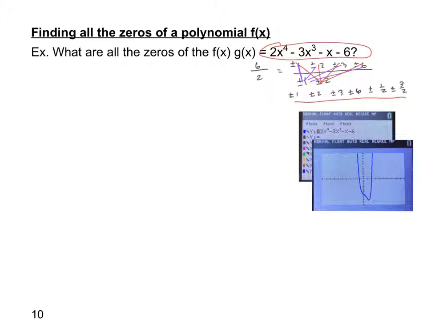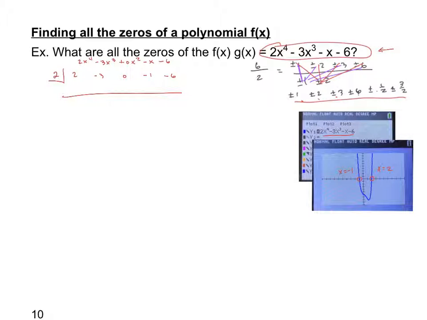I've plugged this function into the graphing calculator because, quite honestly, I have 12 possible roots. Where do I start with my synthetic division? By plugging this into the graphing calculator, I can see that x equals 2 and x equals negative 1 look to be two possible roots. So I'm going to start synthetic division right there, since I do not appear to have any greatest common factor.